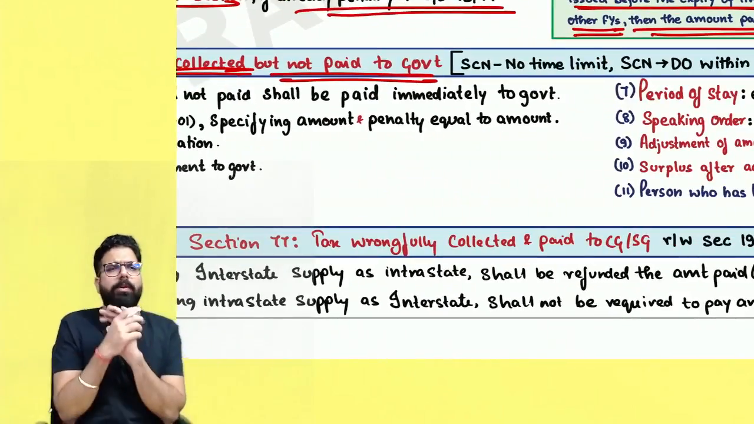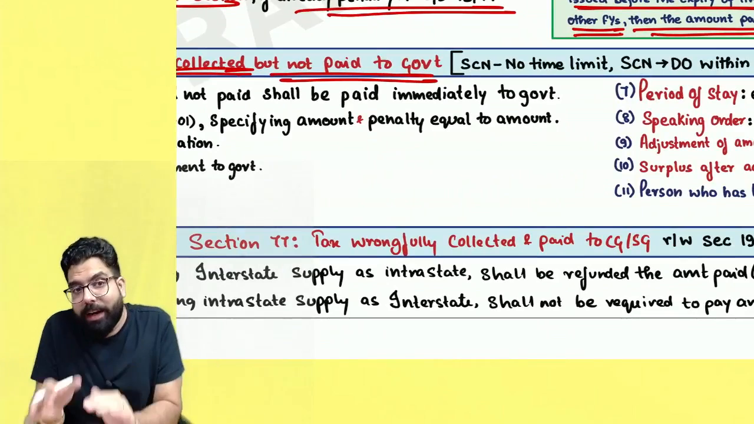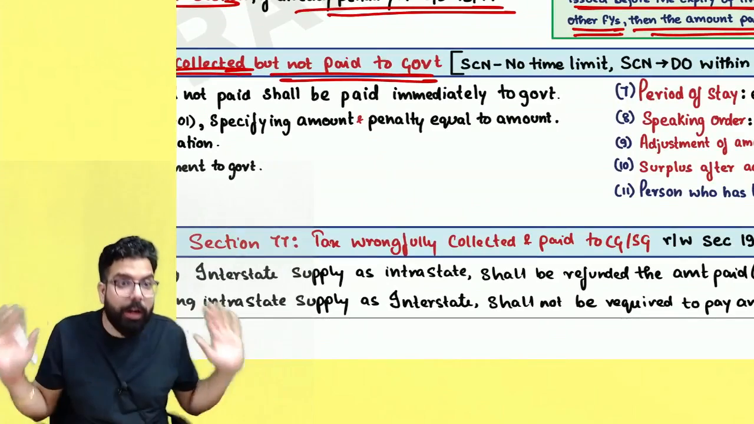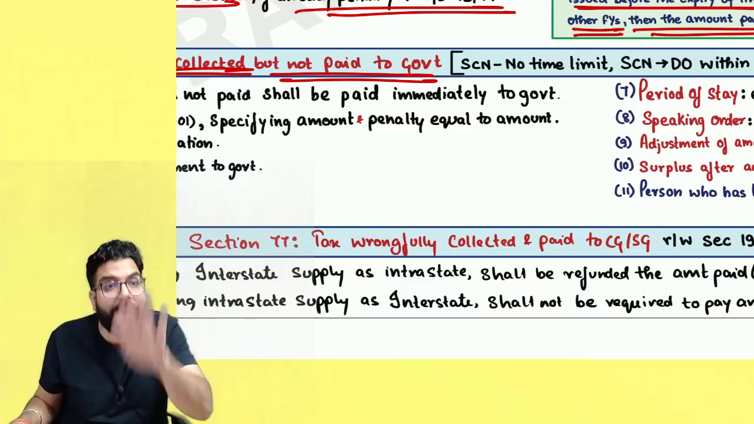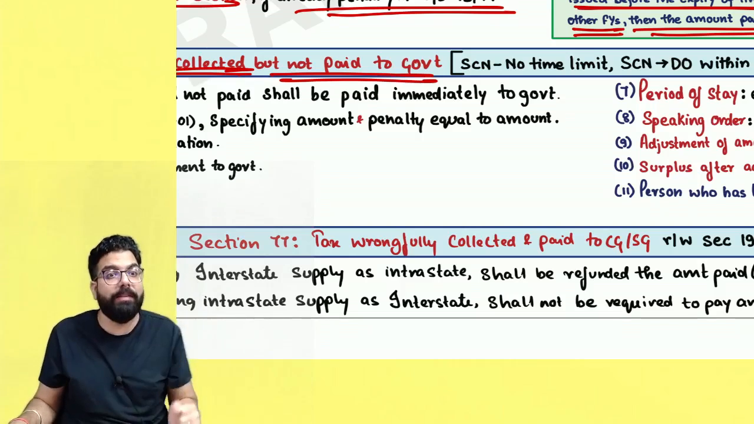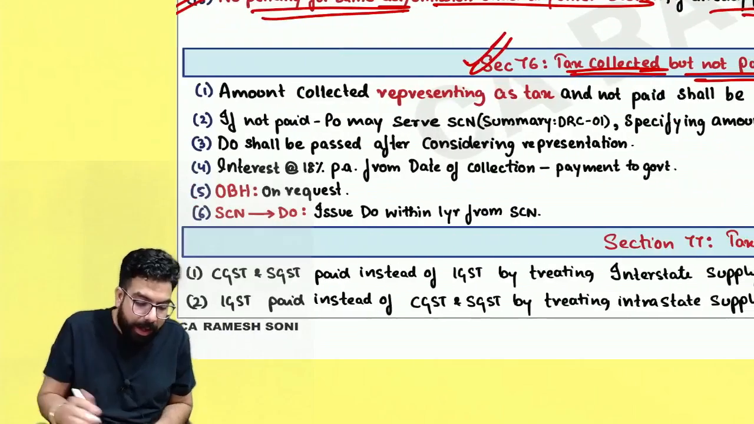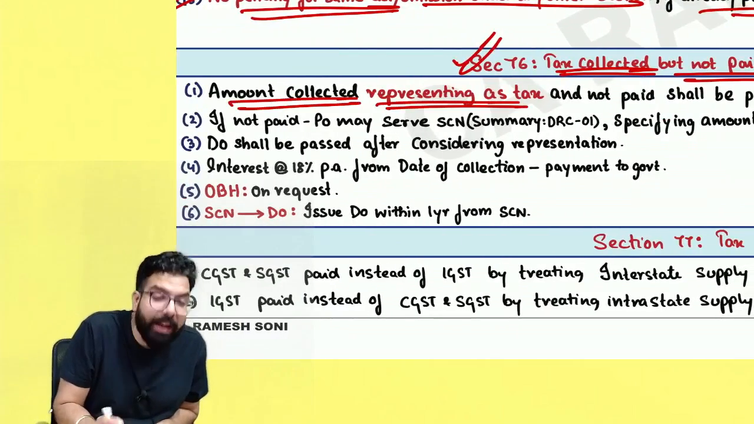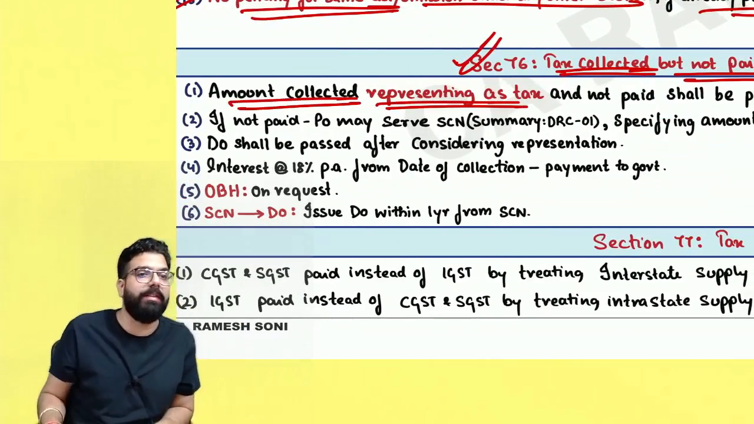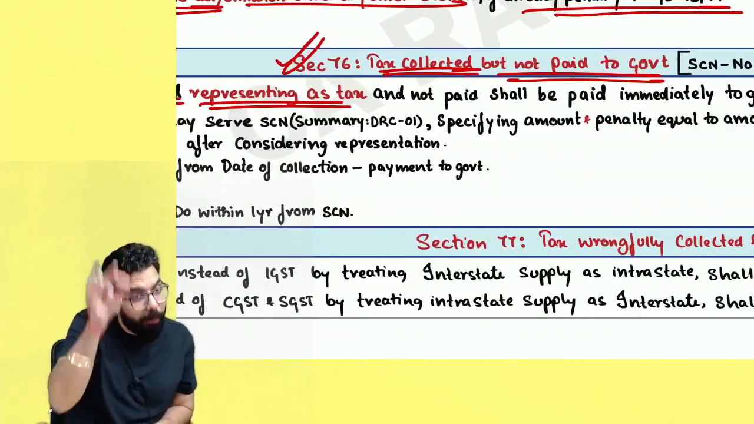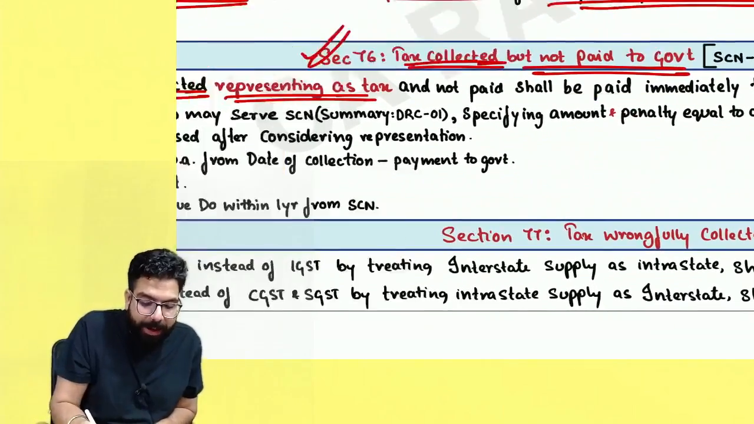The most important part to remember in this section is, if you have collected an amount as tax but you have not gone ahead and paid it to the government, you should immediately pay. There is no due date for amount collected as tax. If you have collected an amount representing it as tax, it was not tax but you told that it's tax and you collected from a customer, then you have to pay it immediately. It shall be paid immediately to the government.